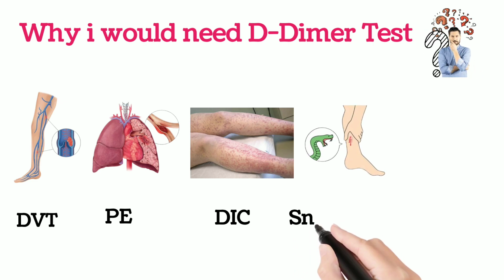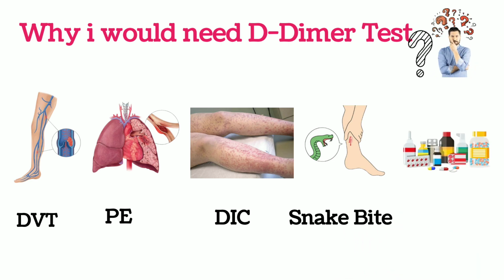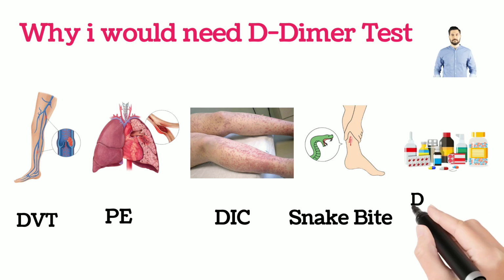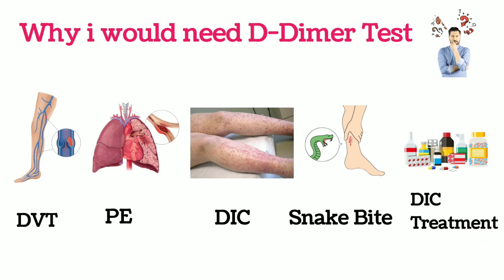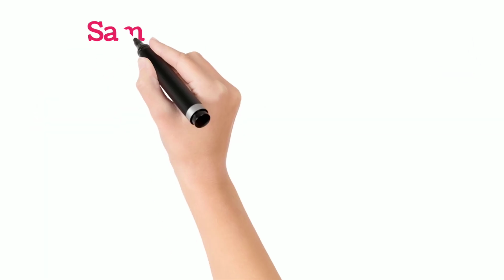And if there is a snake bite, the D-dimer test is also recommended. And lastly, to monitor the DIC treatment, doctors could suggest the D-dimer test for the patient, which will reveal whether the treatment works or not. Now, what type of sample is needed for the D-dimer test?